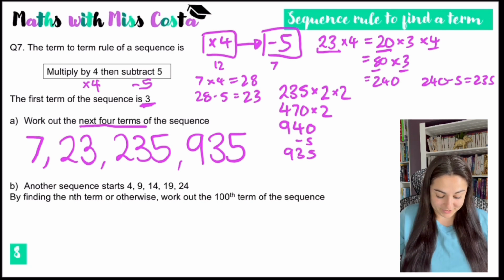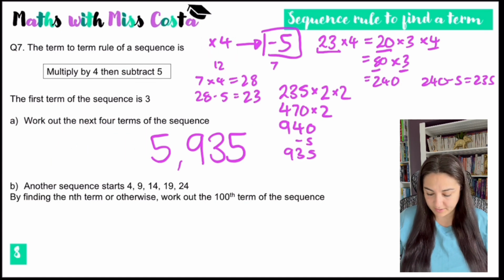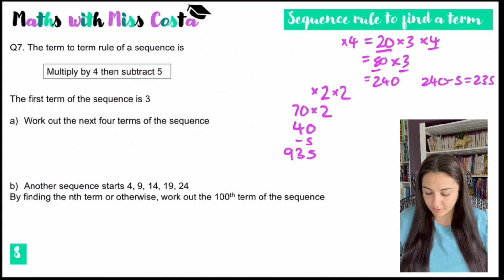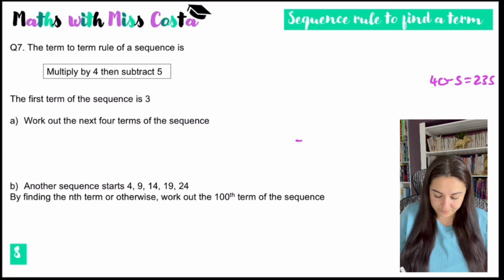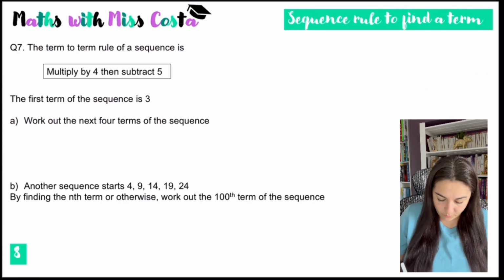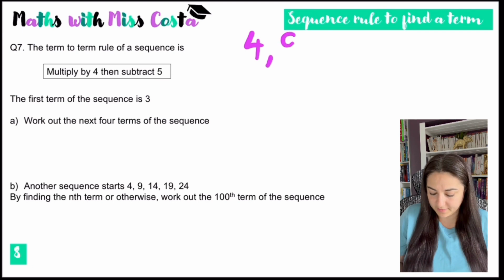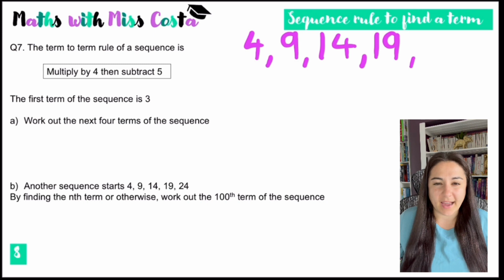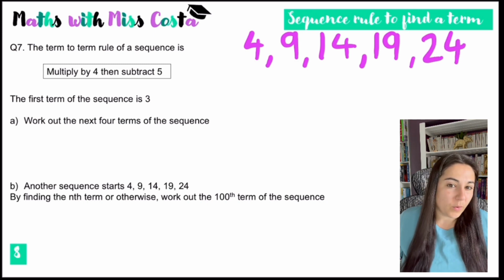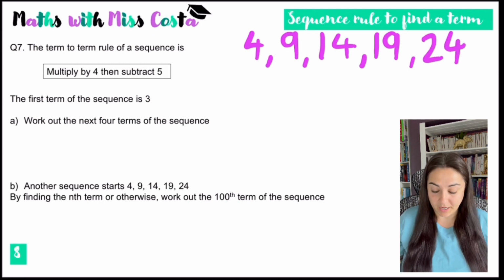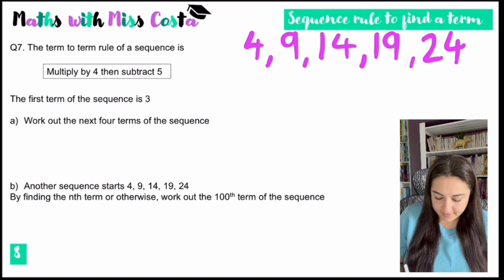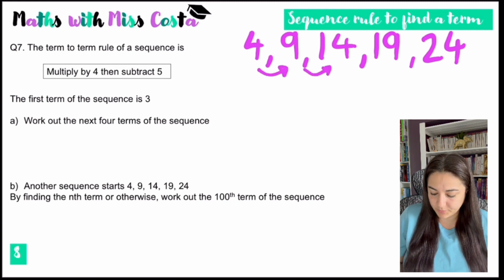Now for the next question, I'm told that another sequence starts 4, 9, 14, 19, 24. So I'm just going to write that up over here, so that we could figure out what the nth term must be. When I'm talking about the nth term, what that means is the rule of the sequence. And in order to do that, I want to think about what times tables my sequence is going up in. So I look at my sequence and I find the difference between each of the terms.